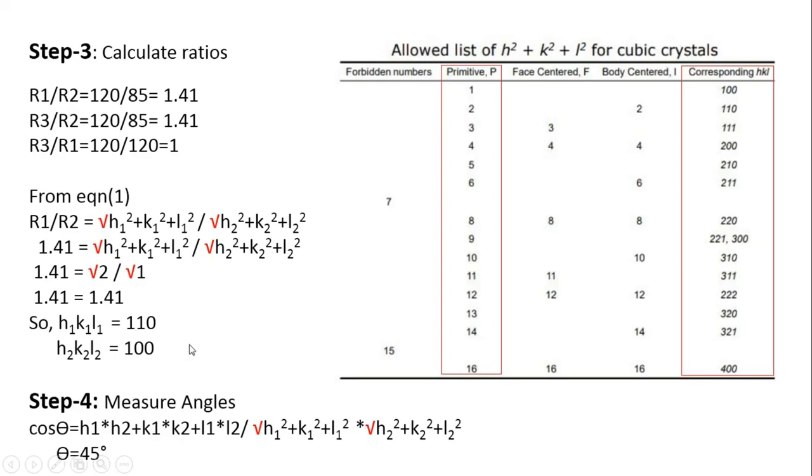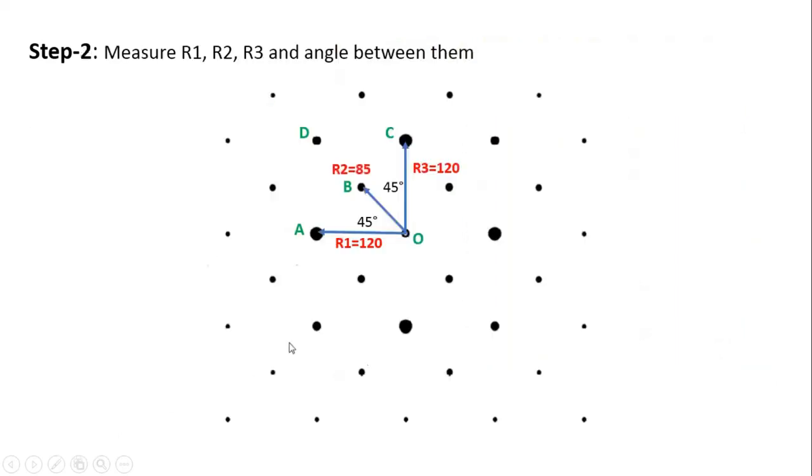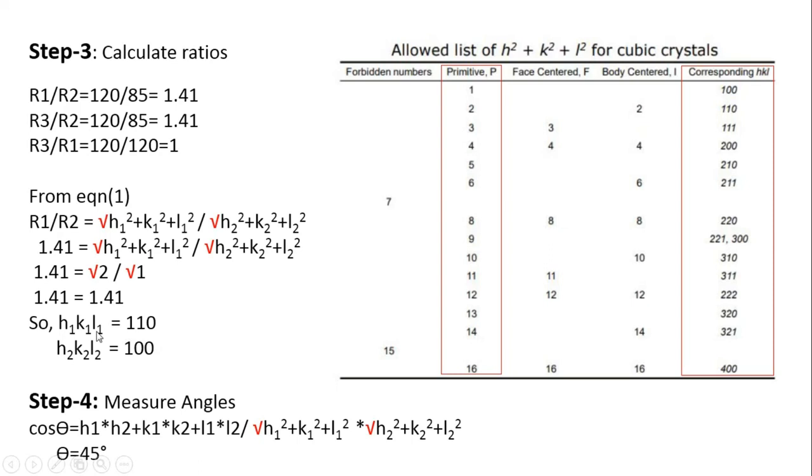Further, we have to verify this by measuring the angle between them. By this formula, cos theta equals h1 h2 plus k1 k2 plus l1 l2 divided by under root h1 square plus k1 square plus l1 square times under root h2 square plus k2 square plus l2 square. We will get theta equal to 45 degrees, which satisfies our SAED pattern. So based on this we can say our HKL values are 110 and 100.